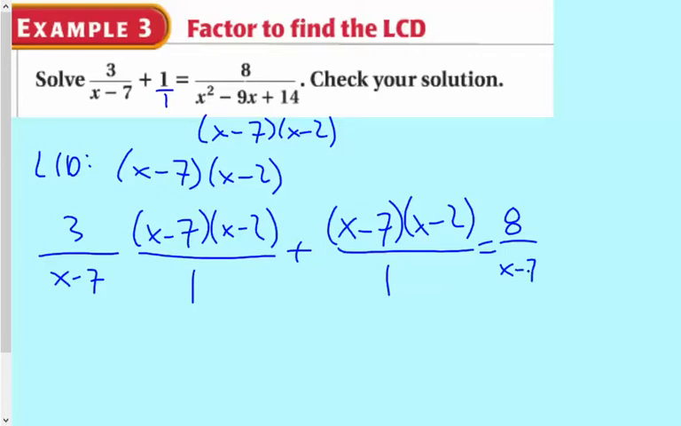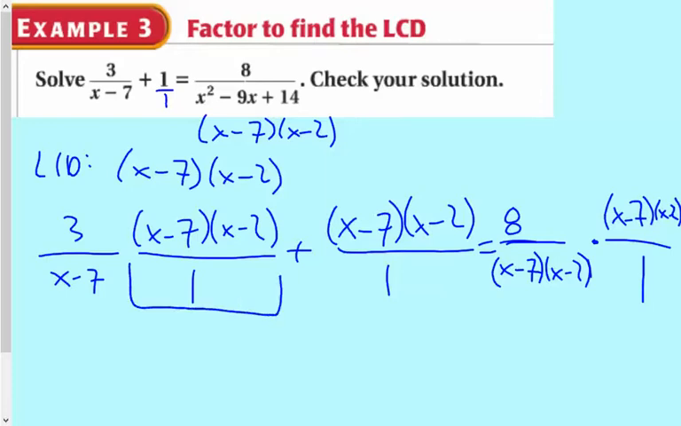And I'm going to leave everything in factored form so that I can eliminate things. Alright, so I took the LCD and multiplied it there, and I should have put my 1 over 1 there, I guess. And I multiplied it there, and I multiplied it there. There's my LCD, then multiplying to each term.